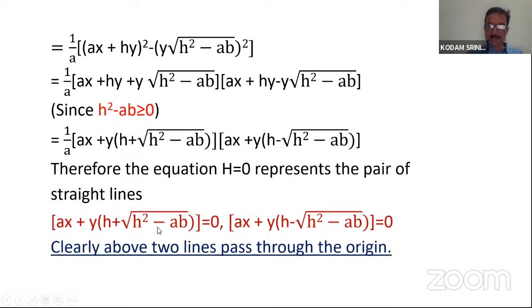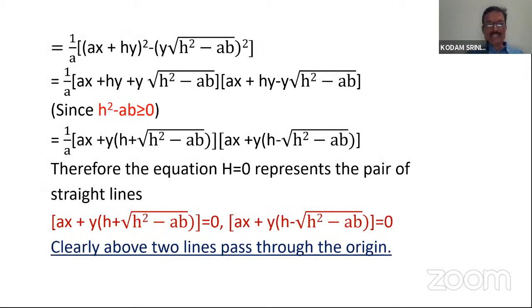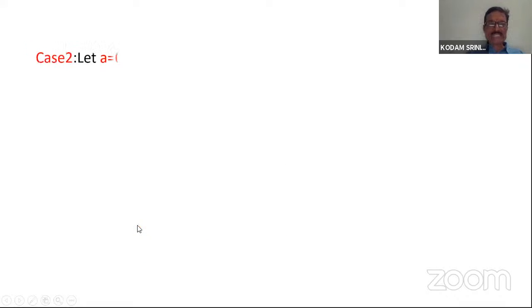Clearly, the above two lines are passing through the origin. Now we have proved that by taking h square minus ab greater than or equal to 0, that equation represents the pair of straight lines which is passing through the origin. Now let us go for the second case.